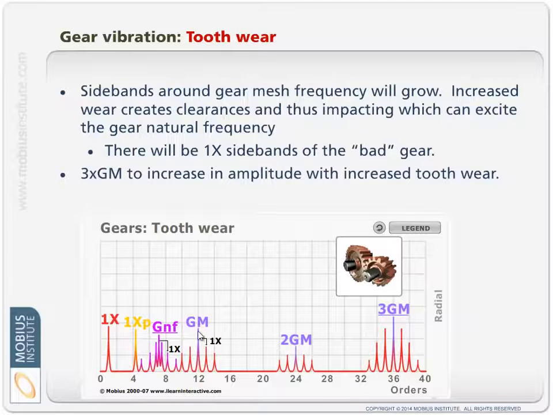mesh frequency. Now, here's where I'm showing gear mesh, twice gear mesh, 3 times gear mesh. You may see 3 times gear mesh rise in amplitude. Look, these are guides. They've sort of been published. The vibration's been experienced. But particularly with gearboxes that are potentially quite critical components, I would be reluctant to make a call purely on what I saw in the spectrum.